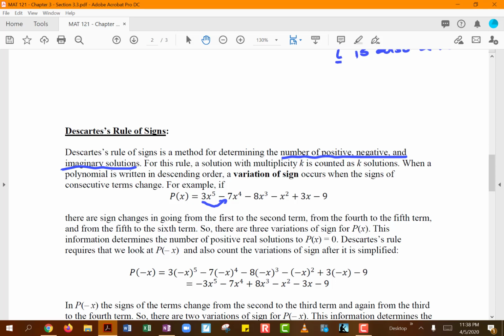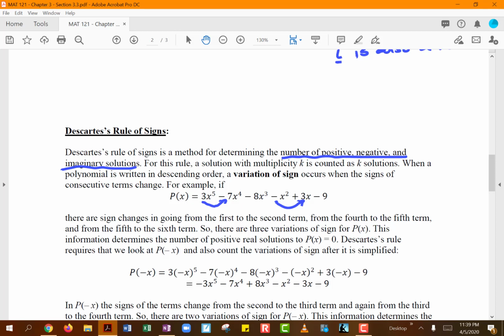But you will see now I'm going from negative 7x to the 4th to negative 8x to the 3rd. So I'm going from a negative to another negative term, which means my sign did not change. Again, if I go from negative x cubed to negative x squared, again I'm going from a negative to a negative, which means again my sign did not change, so you cannot count that. But now if I go from negative x squared to the next term, that's a positive 3x, so I'm going from a negative term to a positive term, right? So that means there's a change happening. So that's my second change where my signs will change, going from one term to the other.